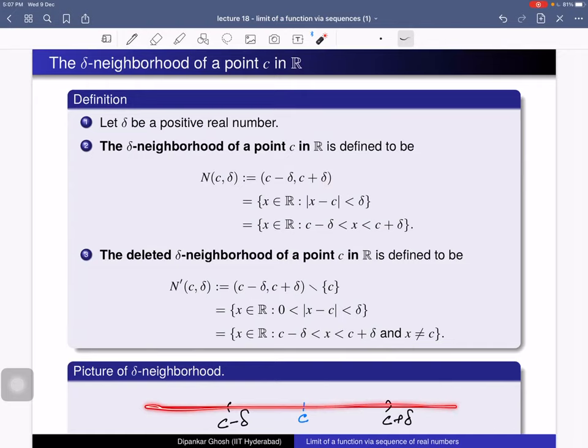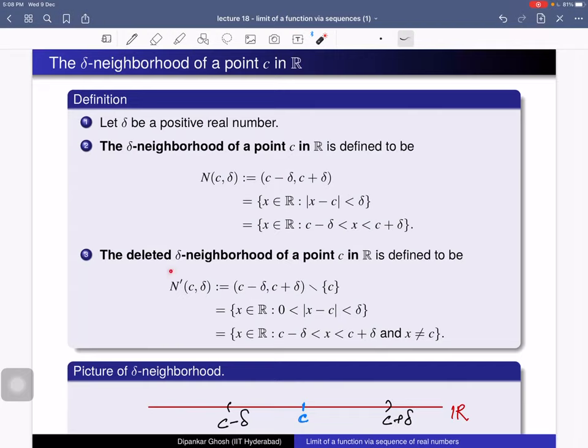Suppose this is your real line and c is somewhere here. The open interval I am talking about is given by all the points lying in between c minus delta and c plus delta. It is just the collection of all points x such that the absolute value of x minus c is less than delta, or the collection of all x such that c minus delta is less than x, which is less than c plus delta. So it is all points in this range, but we are excluding the points c minus delta and c plus delta.